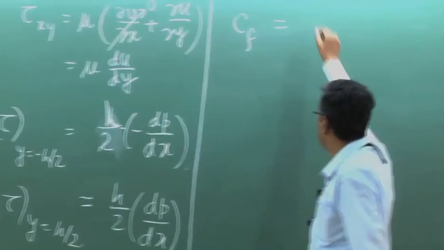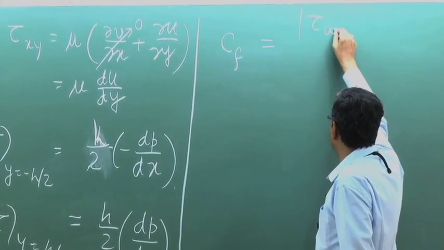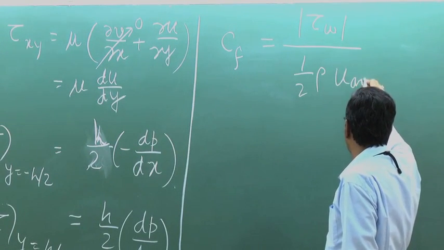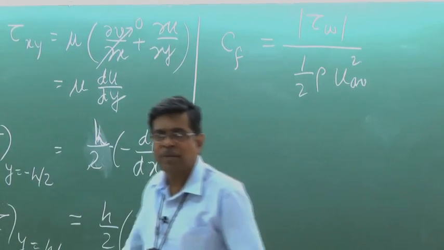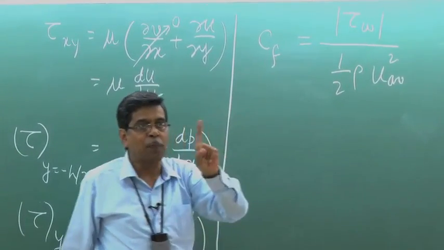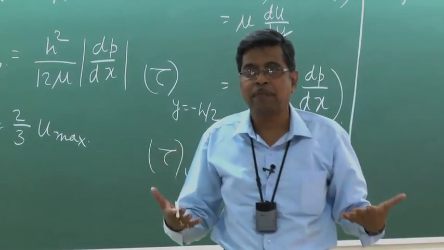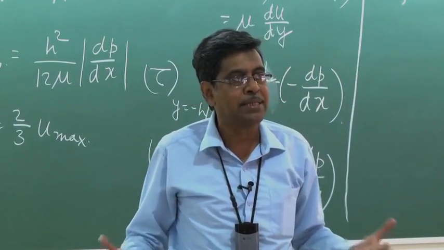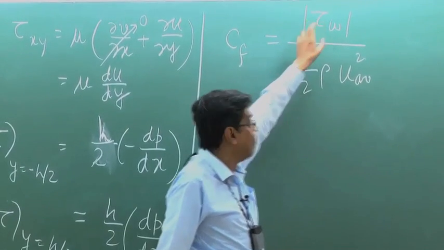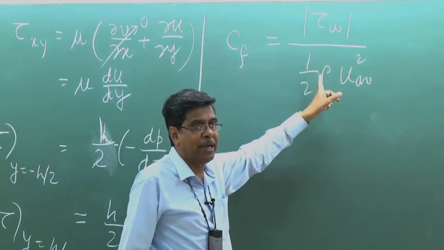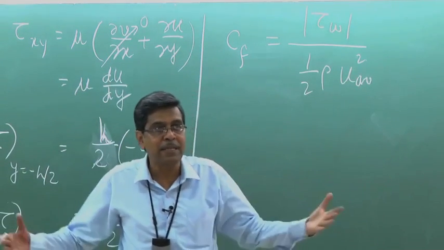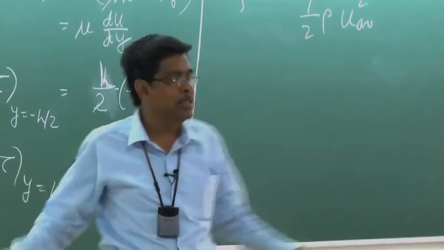I have already told earlier, probably on one occasion, that it is defined like this: half rho U average square. I already defined earlier that the friction coefficient in case of internal flow, and drag coefficient in case of external flow, is the representation of dimensionless wall shear stress or plate shear stress, surface shear stress, which is defined as the shear stress, its absolute value, because this is a scalar quantity, divided by the dynamic head based on the reference velocity, which is U average in the present case. Present case means the internal flow, it is the average velocity. For an external flow, it is the free stream velocity.